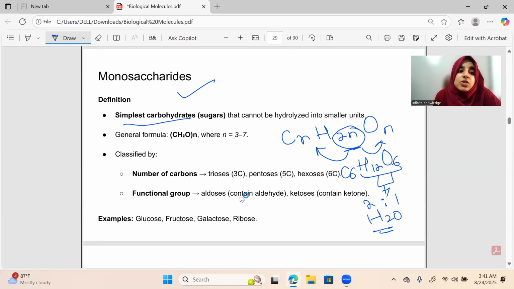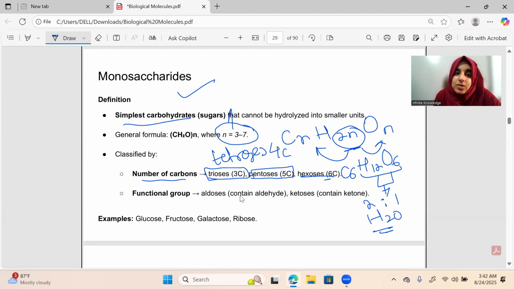Okay. So these are classified by the number of carbons. For example, trioses that contain 3 carbon, tetroses which is 4 carbon, pentoses 5 carbon. Next we have hexoses which is also 6 carbon. Okay, n is equal to 3 to 7. Okay, so basically in one saccharide unit we can have n equal to 3 to 7, right?